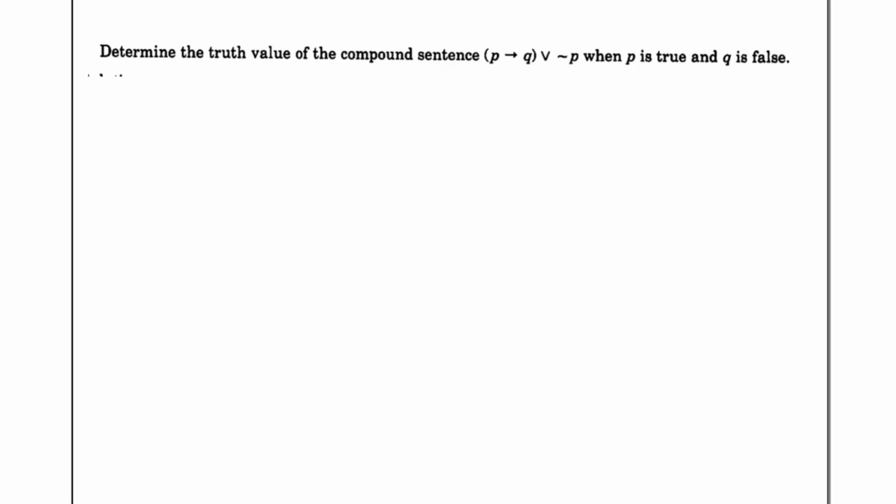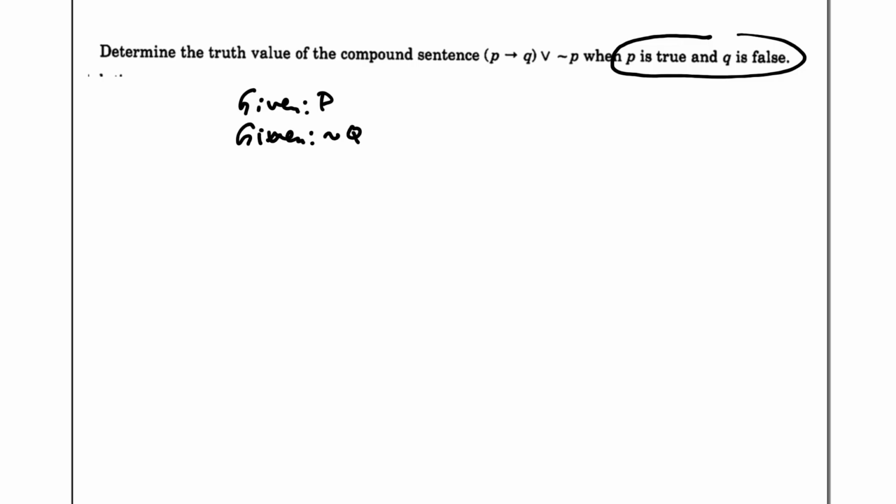So in this question, they're telling us the given is P is true and Q is false. Given P and also given not Q, they want to know what's the truth value of P implies Q or not P.